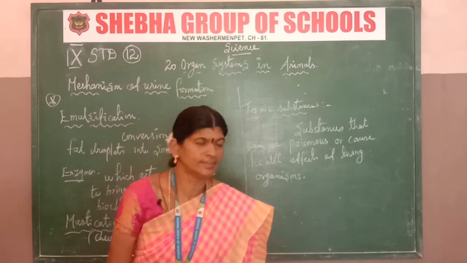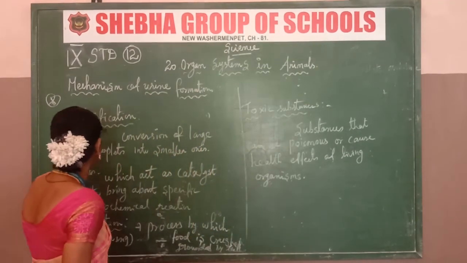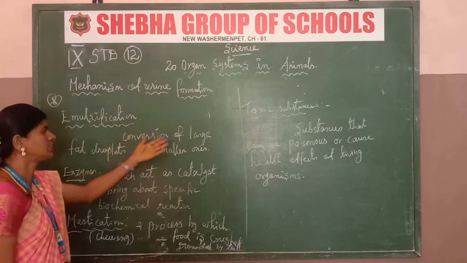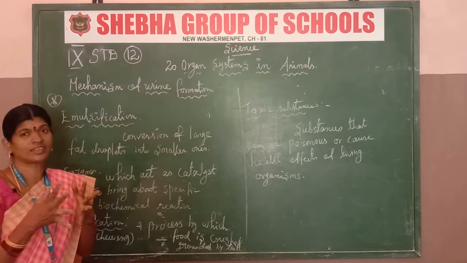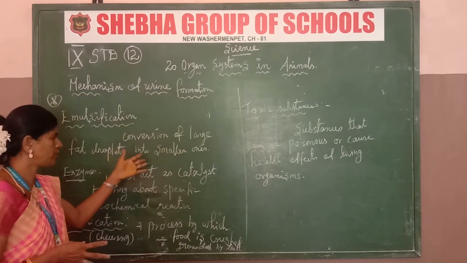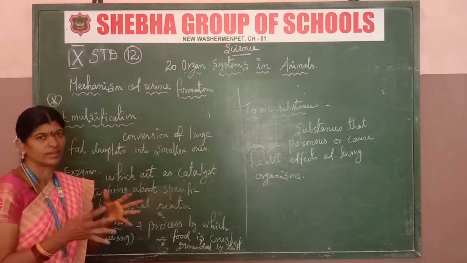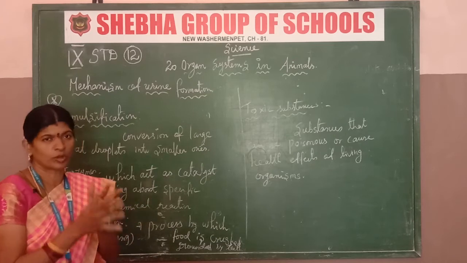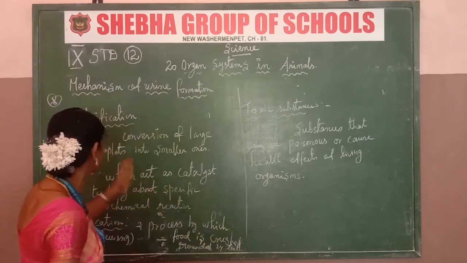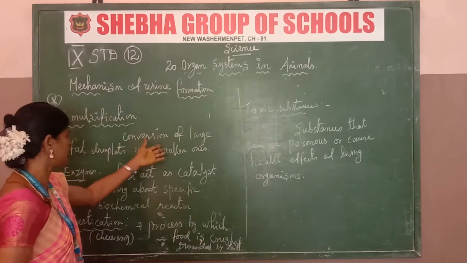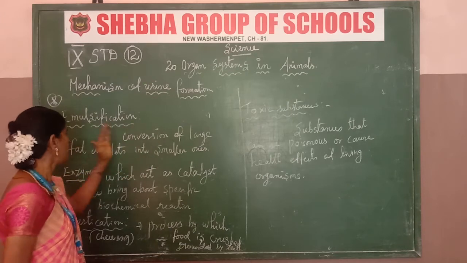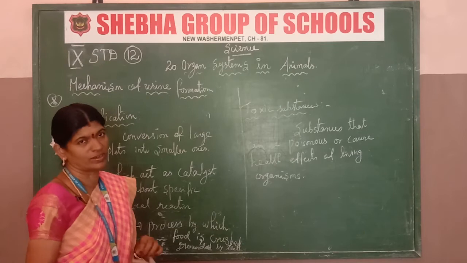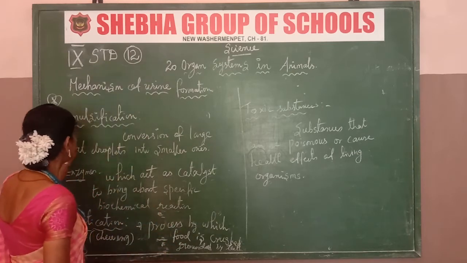Listen, children, some important keywords. Emulsification. Emulsification is the conversion of large fat droplets into smaller ones. A larger fat droplet is broken into smaller ones, so that is called emulsification.